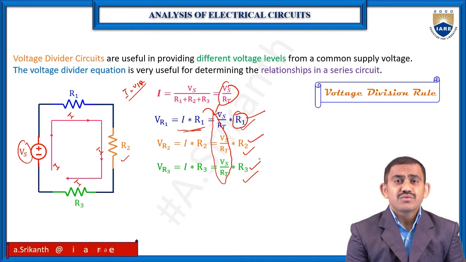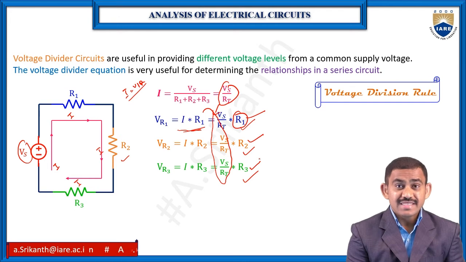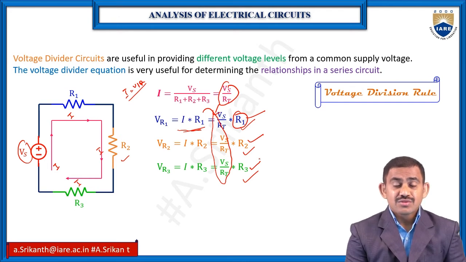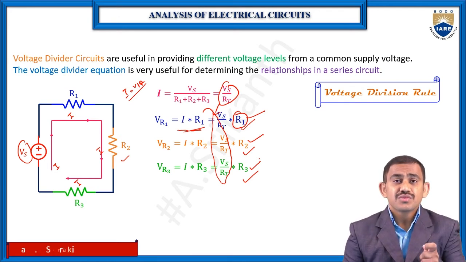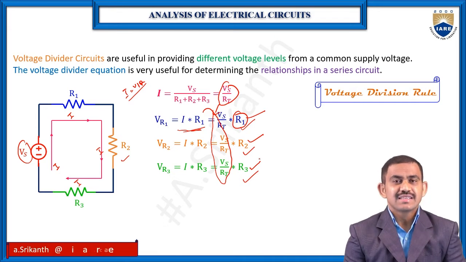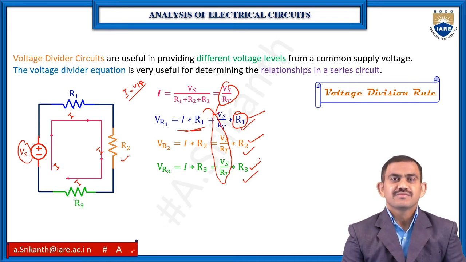So wherever you want to find the voltage drop in a series circuit, the value is source voltage by total resistance, into that resistor.